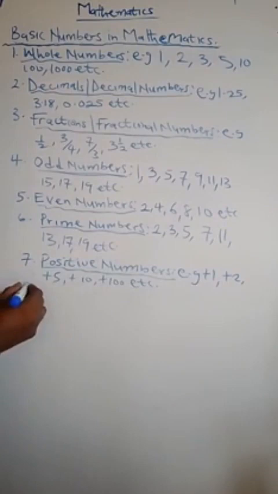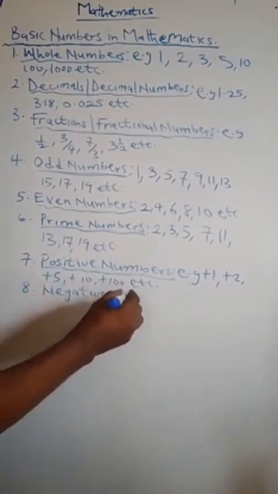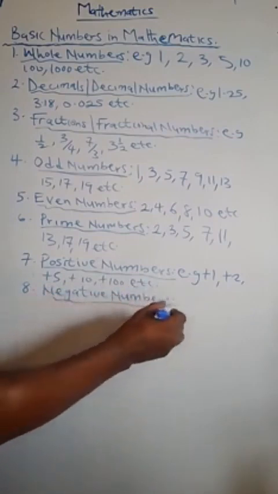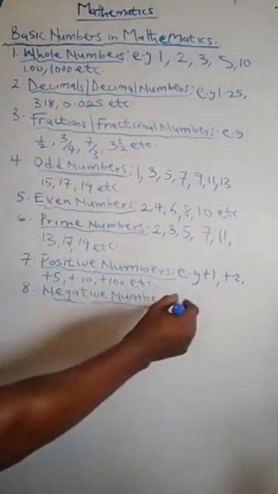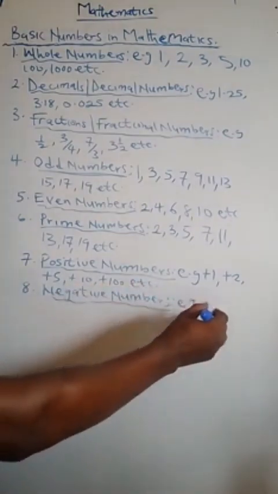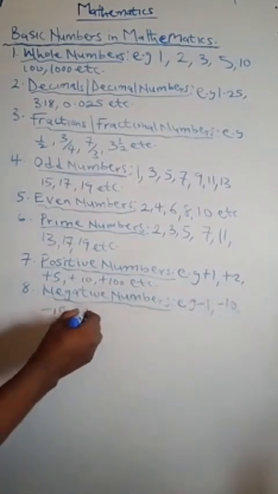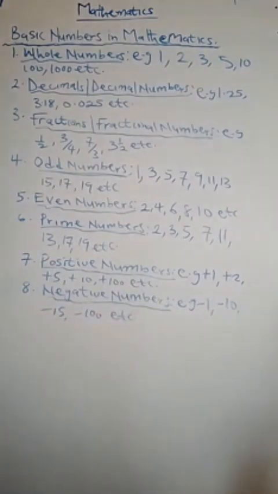In mathematics, we also have negative numbers. A negative number is a number that has a minus sign before it, e.g., -1, -10, -15, -100, and many more. So any number that has a minus sign before it can be regarded as a negative number.